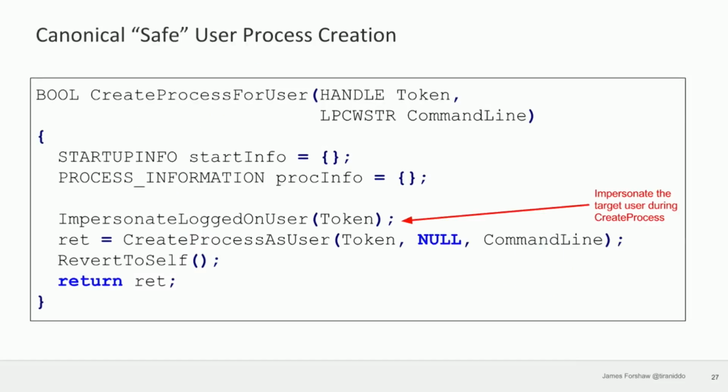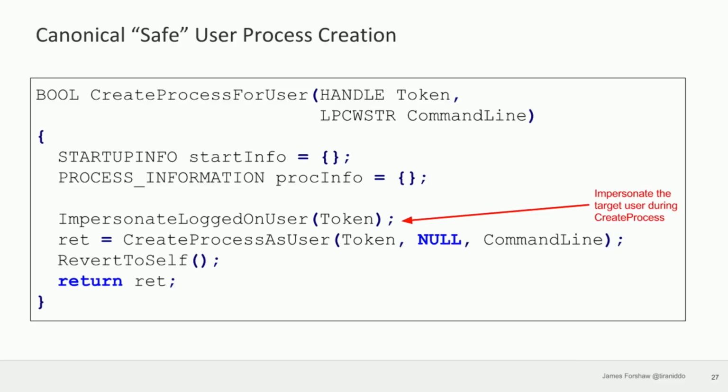So there is, I don't know whether this is actually documented by Microsoft anywhere, but there is kind of a canonical safe way of creating processes. And this is basically what you're supposed to do. Say, for example, the user requests a service to create a process for you, but wants it to be done under its own user identity.